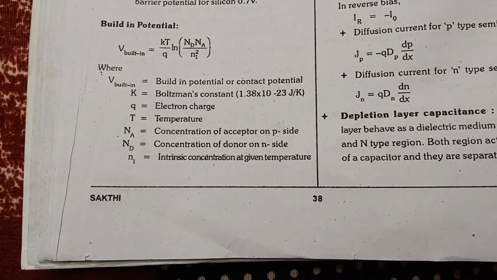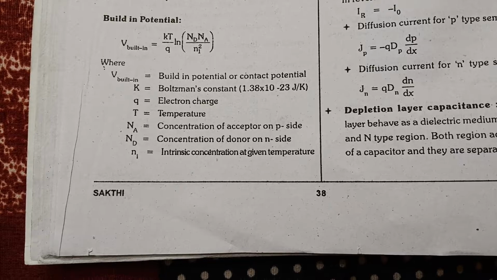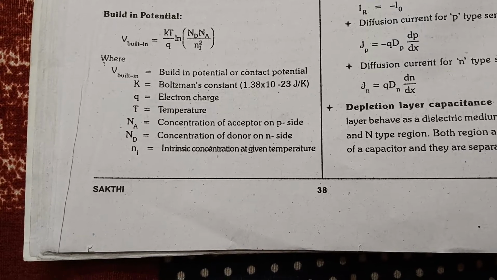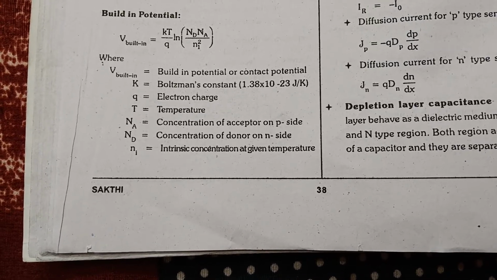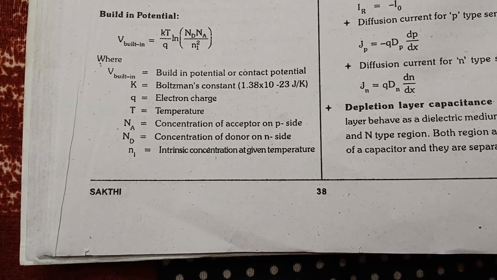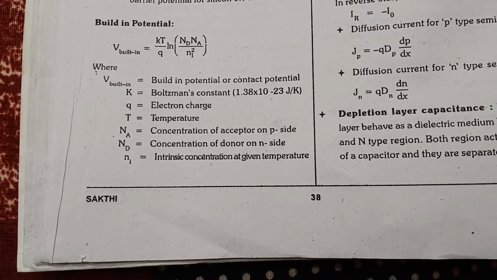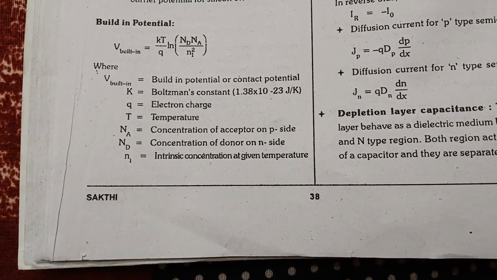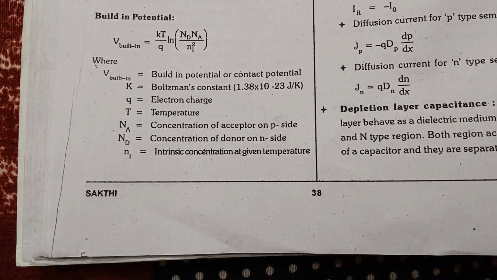T is the temperature. Na equals the concentration of acceptor on the P side. Nd equals the concentration of donor on the N side. Ni equals the intrinsic concentration at the given temperature.